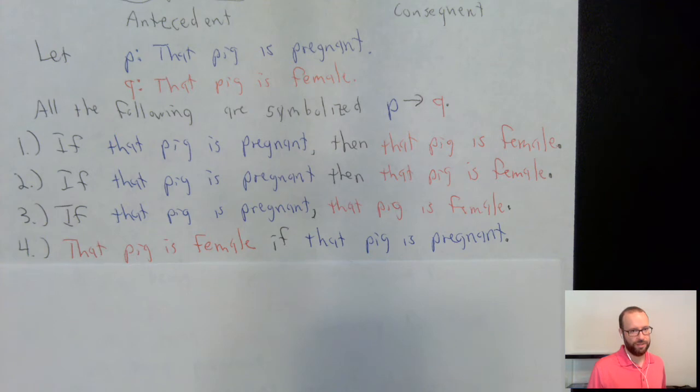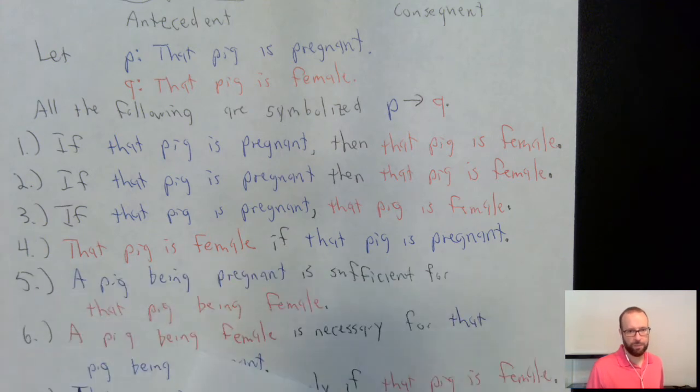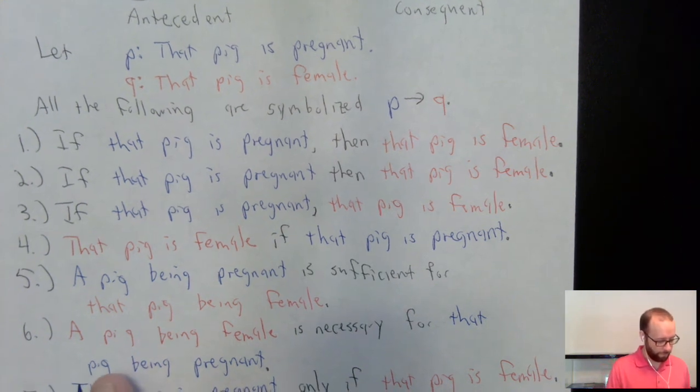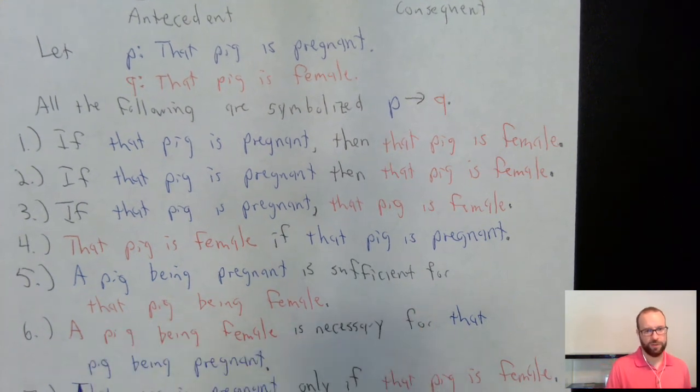Okay, the next two are kind of crazy. A pig being pregnant is sufficient for that pig being female. If you want to prove to me that a pig is female, it's enough evidence that it's pregnant. Okay, you show me a pregnant pig, I believe you that it's female. So a pig being pregnant is sufficient for that pig being female.